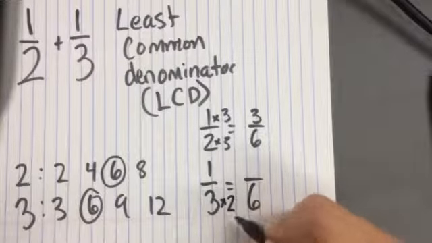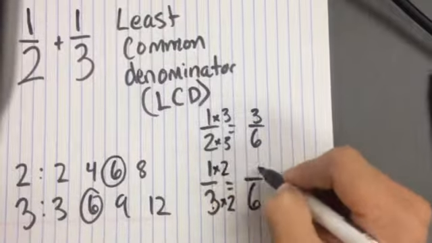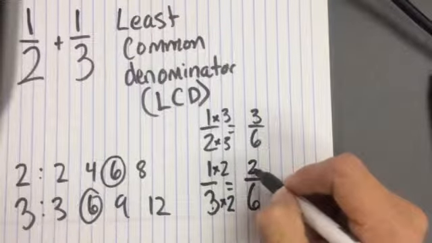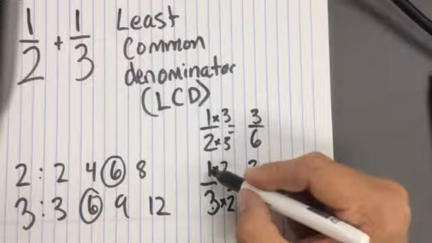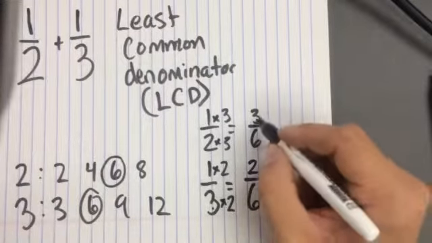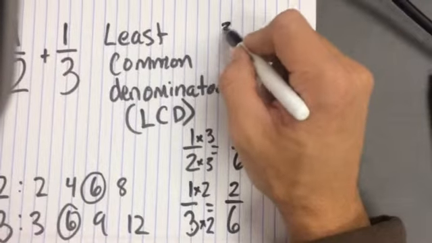Down here we multiply by 2 because we multiply 3 times 2 to get 6. 1 times 2 is 2, and you'll notice that 2 will go into 6 3 times, which is why it is the same as 1/3. So here we go. Now we got 3/6 plus 2/6. I'm going to add that back up here.